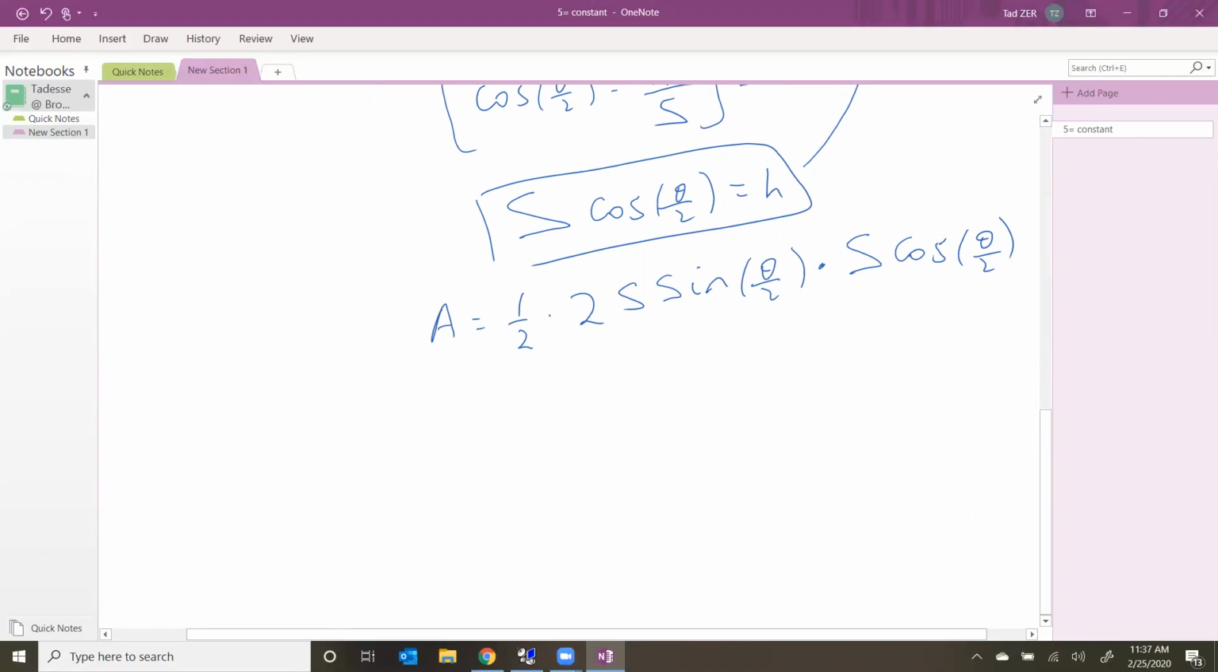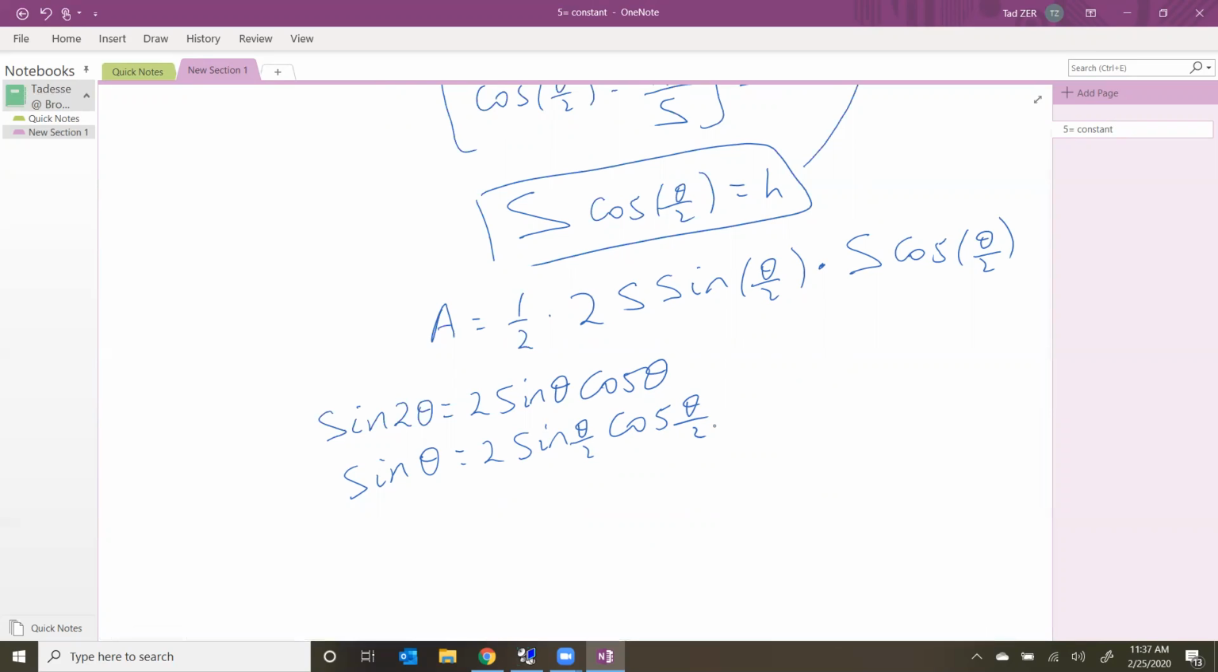Now, I'm going to use the double angle formula for sine. So you know that sine of 2 theta equals 2 sine theta cos theta. In particular, if instead of 2 theta I have theta, this will be sine of theta equals 2 times sine of theta over 2 cos theta over 2. This is what we call the double angle formula.